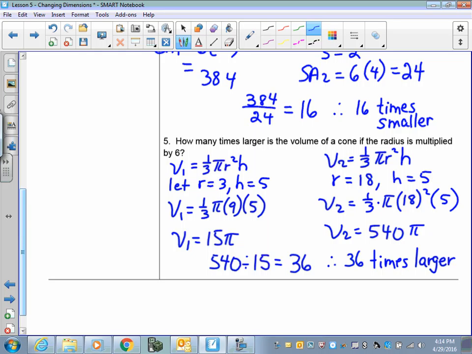And then finally in number 5, if I'm going to take this cone and I'm going to multiply its radius by 6, then once again I went back to my old standbys. Let the radius be r, the height be 5, and then when I multiply that radius by 6, I get then a radius that is 18, whatever the units are, and when I plug those into my formula, I find out that this second cone will be 36 times larger. The volume will be 36 times that of the original cone.